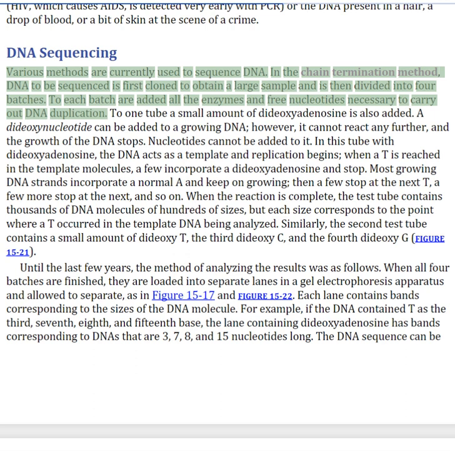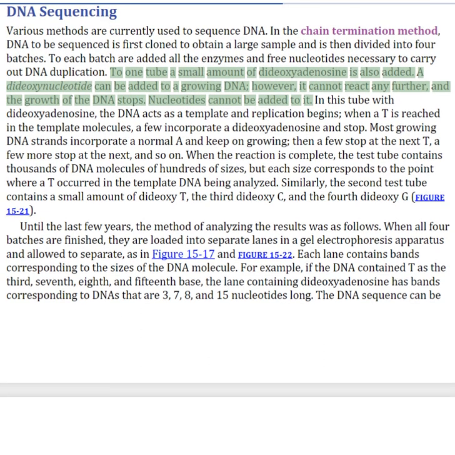Various methods are currently used to sequence DNA. In the chain termination method, DNA to be sequenced is first cloned to obtain a large sample and is then divided into 4 batches. To each batch are added all the enzymes and free nucleotides necessary to carry out DNA duplication. To one tube, a small amount of dideoxyadenosine is also added.